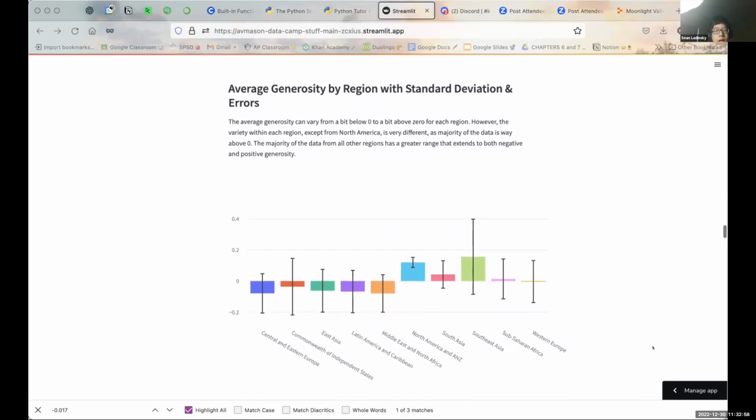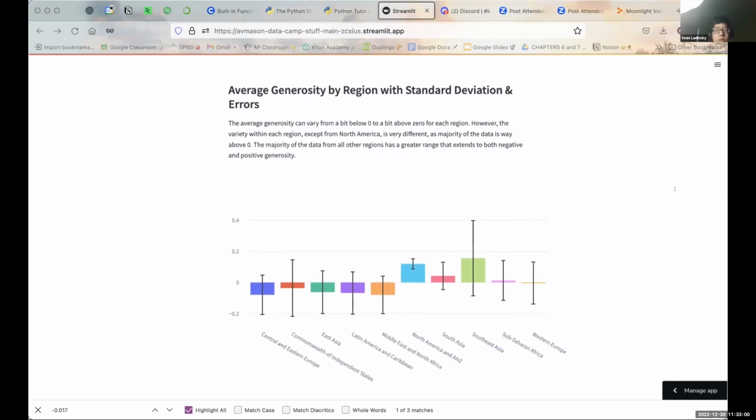This is the average generosity for each region with the standard deviation and errors. The average generosity can vary a bit below 0 to a bit above 0 for each region. However, the variety within each region, except for North America, is very different, as the majority of the data is way above 0. The majority of the data from all the other regions has a greater range that extends to both negative and positive generosity.